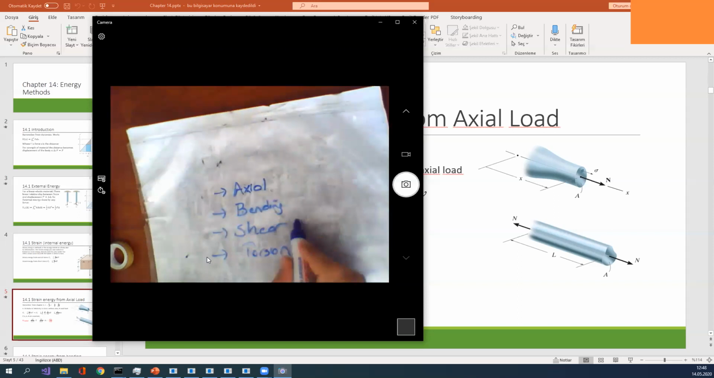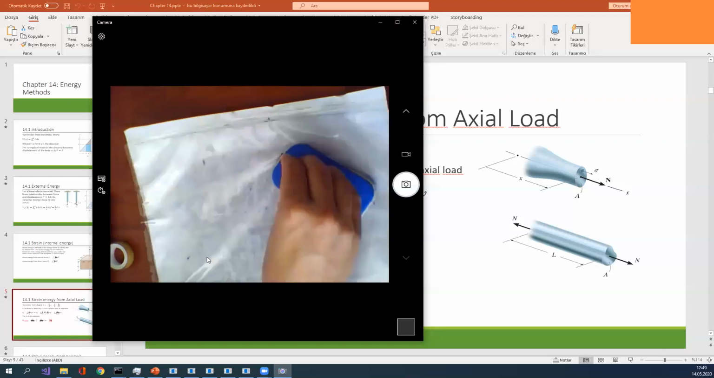Mostly shear energy and torsion energy are not extremely important, especially when the beam is exposed to bending. Therefore, we always focus on the axial and bending energy, but we will also see some examples related to energy coming from the shear and torsion. So let's start with the axial load.